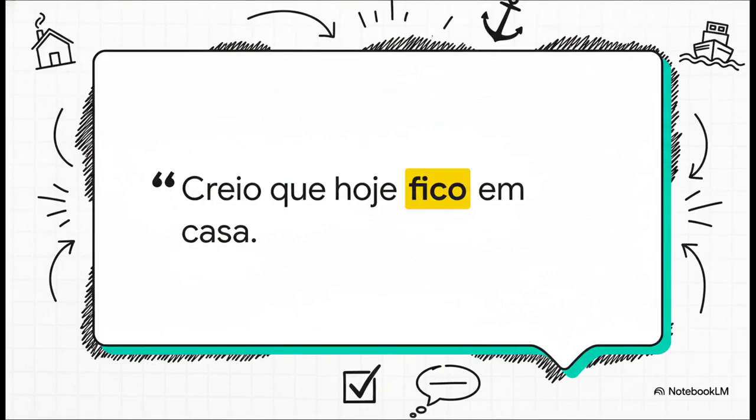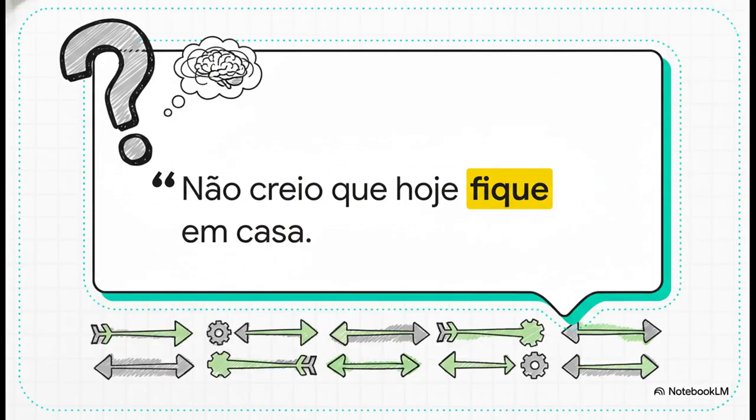Creo que hoje fico em casa. So creo que means I believe that. Again, you're making a statement of personal certainty. It's what you believe to be true. So the verb is indicative, fico. It's presented like a fact.